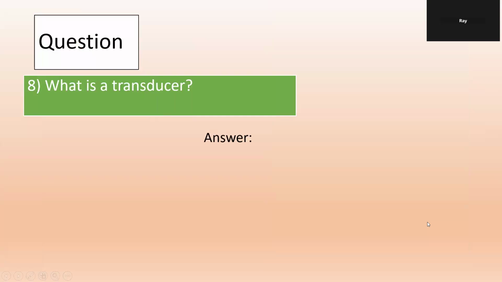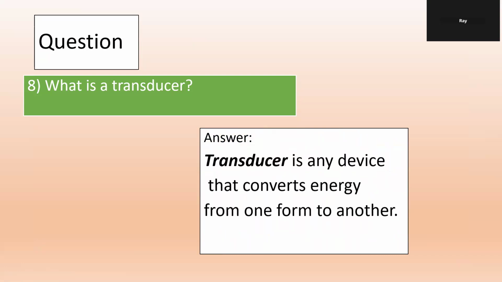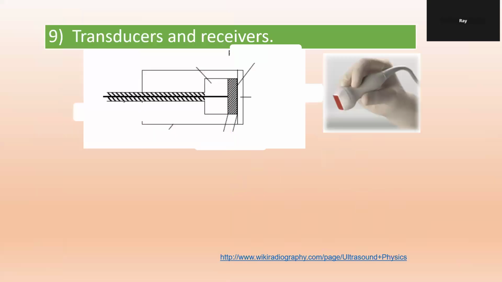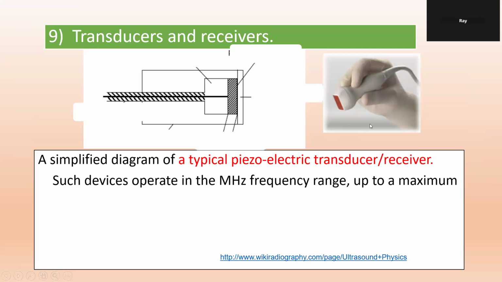What's a transducer? Any idea what a transducer is? It's any device that converts energy from one form to another. There's your ultrasound transducer and receiver. A simplified diagram of a typical piezoelectric transducer or receiver. That's how it looks.